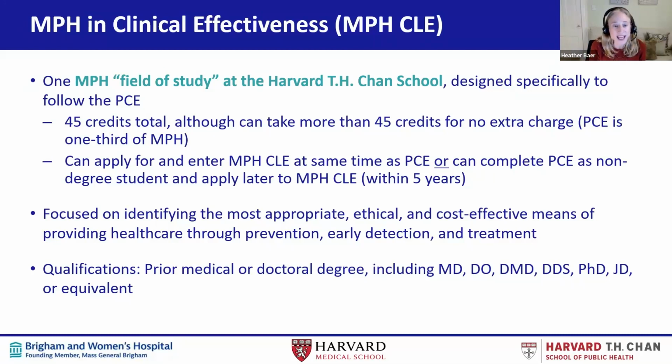In terms of qualifications, students who apply to the MPH in clinical effectiveness do need to have a prior medical degree or doctoral degree. Some of those would include an MD or an MBBS, perhaps if you're coming from a different country, a DO, DMD, DDS, PhD, JD. So there's a number of other degrees, but usually students are coming in with a medical degree. That's the most common one.